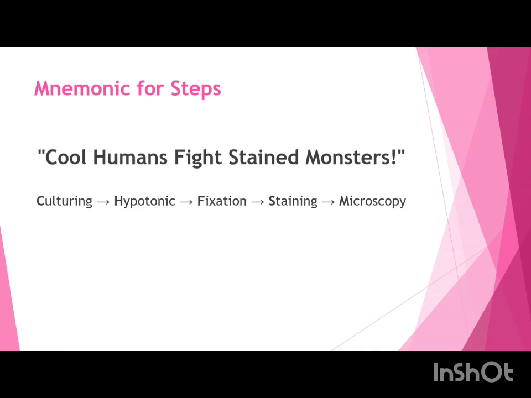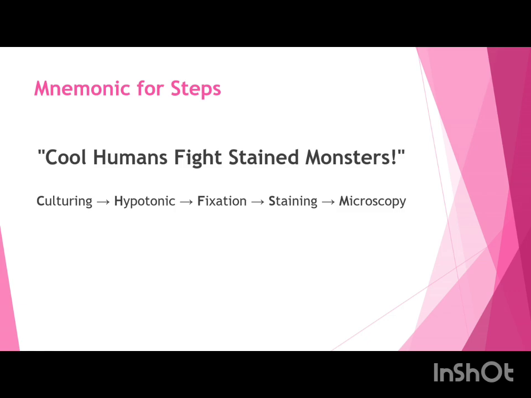Now, how to learn that? The steps you can learn by remembering the sentence, cool human fight, stained monster. From cool you can get C, that is culturing. Then hypotonic solution, then we have to get it fixed, then we have to stain, and again we have to look under the microscope. So first is isolation of the cell, then we have cell culturing. So C stands for culturing. After culturing we have to treat it with hypotonic solution so that the cell will swell and the chromosomes will spread. We can use KCl, so it is hypotonic treatment.